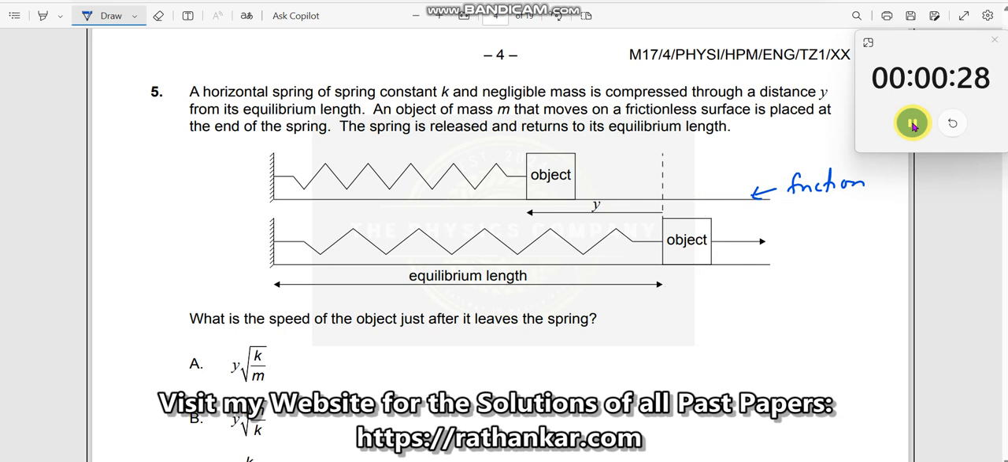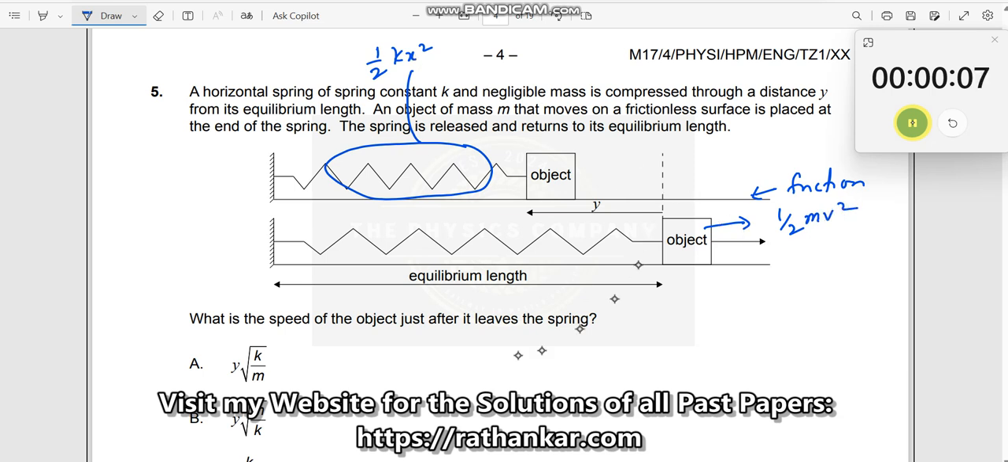Now why should the object move? Because there is an elastic energy stored in the spring, the compressed spring. What is the elastic potential energy in the spring? The elastic energy here is nothing but half k x square. Now since no energy is lost, the whole energy is given to the object, which means the energy of the object when it leaves the spring is half mv square.